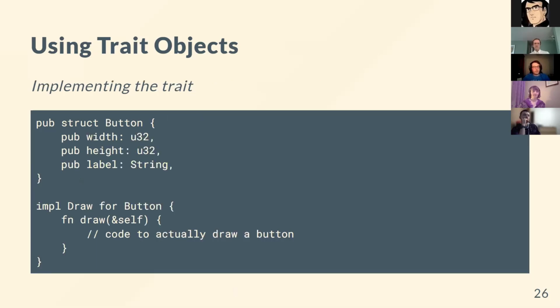So carrying on with the book's example, we've got a toy example, in which our library provides a Button, which implements the Draw trait. What the draw actually does for Button doesn't really matter. What variables it has doesn't really matter. And if this looks familiar, it should, because it's in chapter 10.